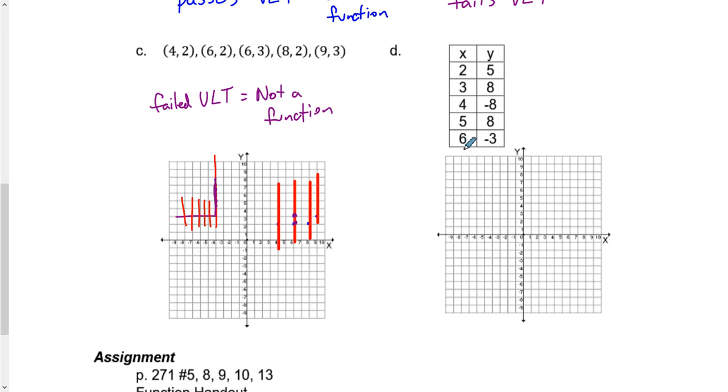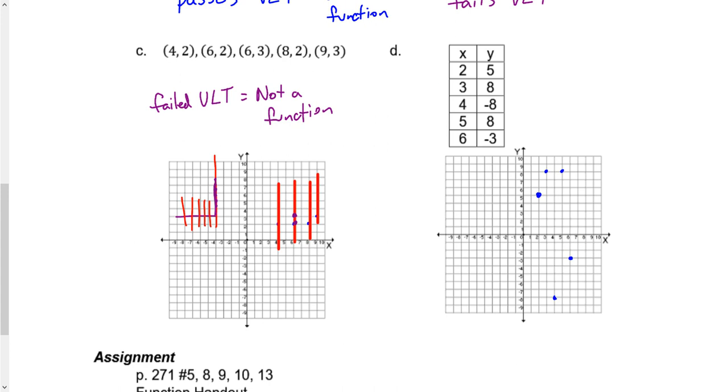But I just want to show you how this graph looks. So 2, 5. 3, 8. Now we're not connecting these points because these are just individual points. We don't have an equation. We'll talk about equations in our next section. Then 4, -8. 5, 8. And 6, -3.